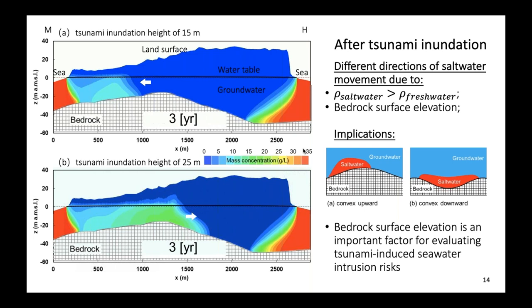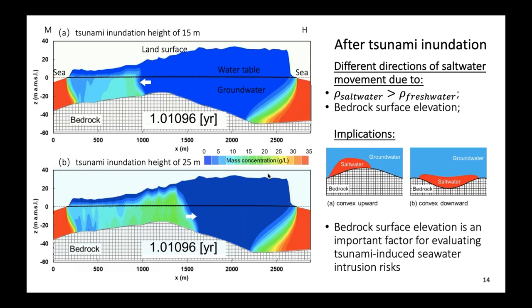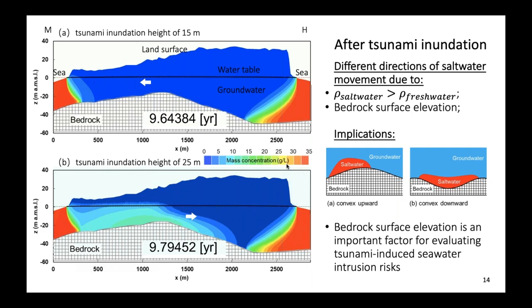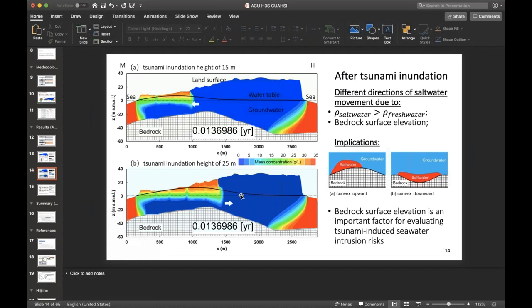However, the situation in the tsunami inundation after 25 meters becomes very different. As you can see, the salt water crossed the central topographic high of the bedrock and moved towards the east. So this is saying, even though this part of the groundwater system was not directly inundated by the tsunami, it still got salinized due to the movement of the salt water.